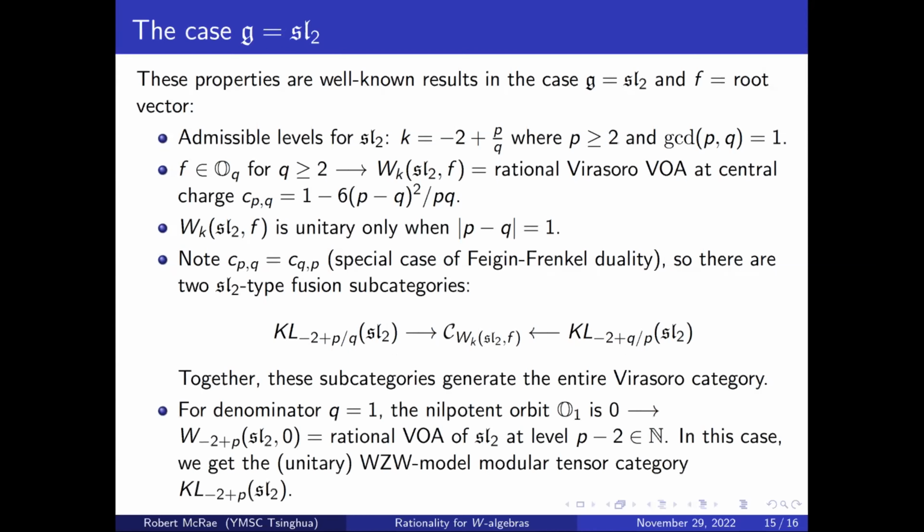So you expect to see some of these similar properties in more general W-algebras. And then also you can consider the denominator 1. In that case, the level is actually an integer, and the rational W-algebra is the rational VOA of SL2 at level P minus 2. In this case, we get the usual WZW model modular tensor category for SL2 at this level, which is unitary.